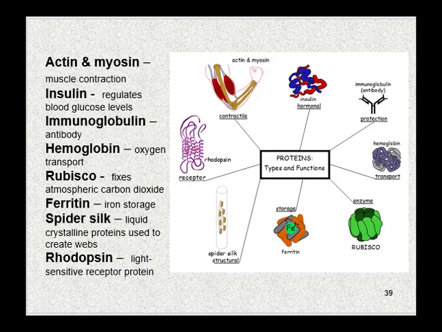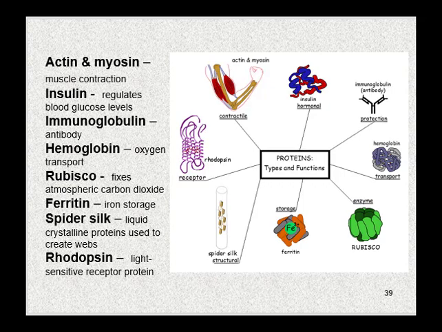A few more examples of proteins include actin and myosin, which are involved in muscle contraction, insulin, which is a hormone that regulates blood glucose levels, immunoglobulin, which is an antibody, hemoglobin, which is involved in oxygen transportation, rubisco, which is able to fixate atmospheric carbon dioxide, ferritin, which is involved in iron storage, and spider silk, which is a liquid crystalline protein used to create webs.